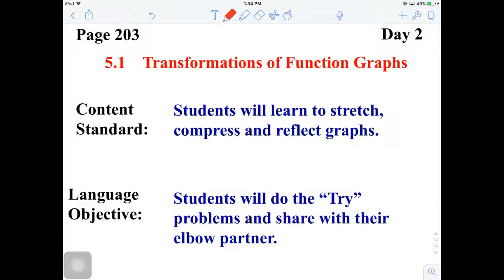So yesterday we talked about the transformations dealing with a horizontal or a vertical shift, up or down, left or right. Today we're going to continue with the transformations, and we're going to be looking at the stretch or compress and reflection, dealing with graphs and what is going to cause those graphs to have a stretch or a compression or a reflection. And we're going to be doing the triad problems throughout.